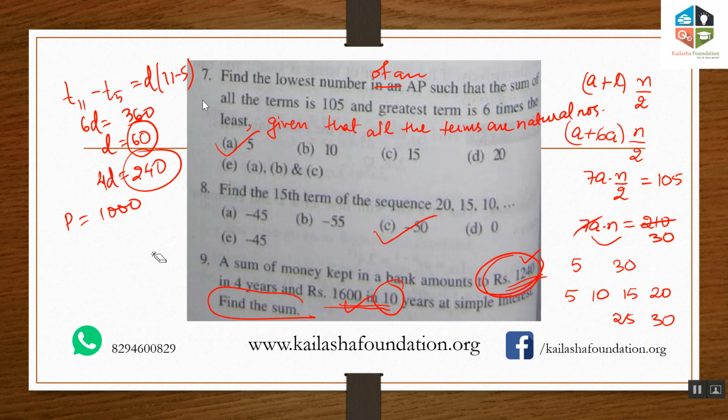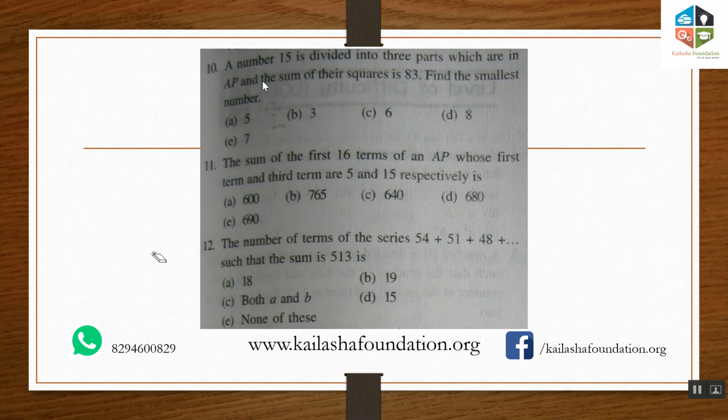Now, a number 15 is divided into three parts which are in AP, and the sum of their squares is 83. Okay, the sum of the three numbers is 15. So the average is 5, then the middle term is 5. So 5 square plus something square is 83.